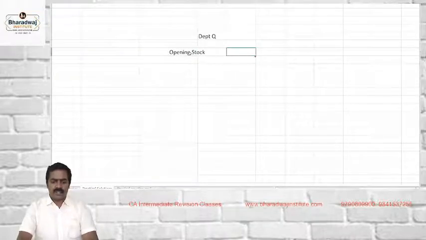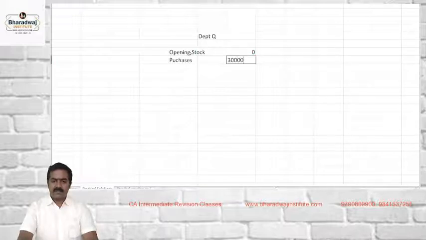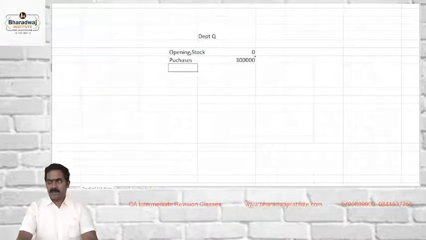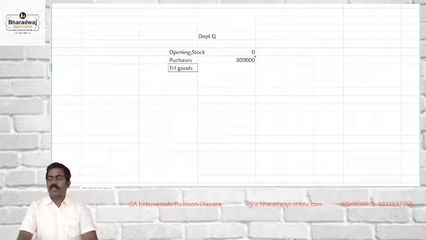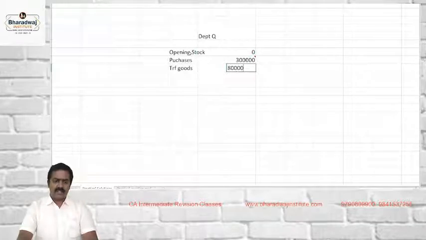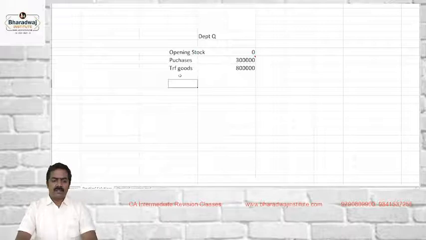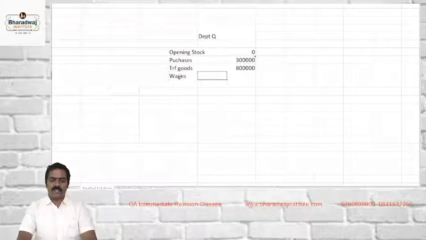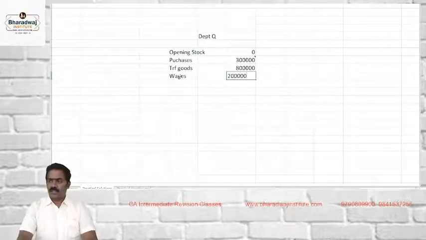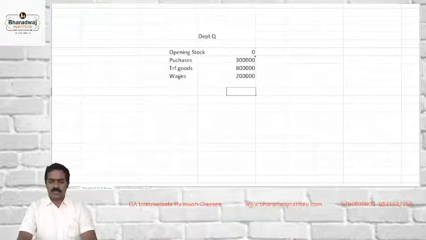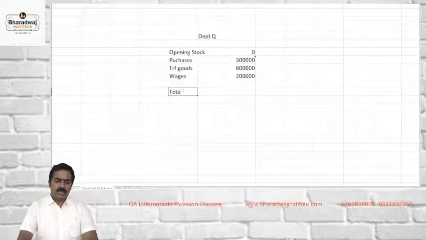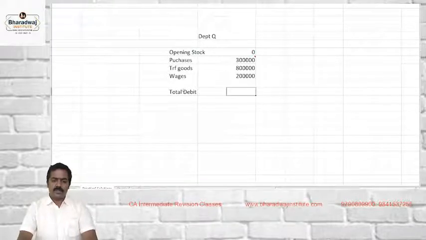No opening stock. Then they made purchases, 3 lakhs. Plus they also got transferred goods. What is the transferred goods? 8 lakhs. Plus any direct expenses? Wages, 2 lakhs. What is the total debit?